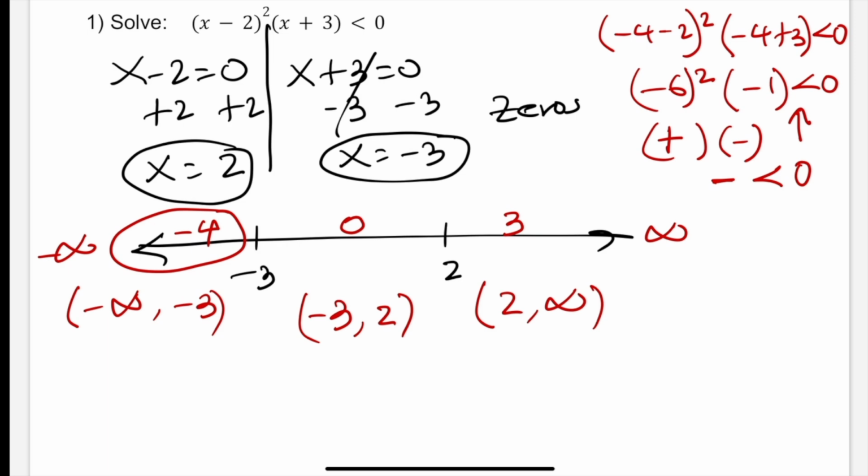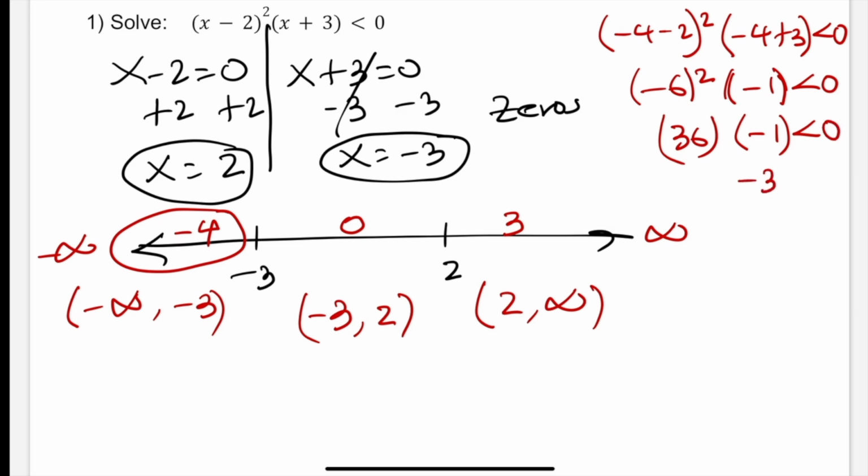Now, I checked negative 4, and you know what, that was for demonstration purposes. Let me erase this, and let me do the math. Okay, so negative 6 squared is going to be positive 36 times negative 1. 36 times negative 1 is negative 36. Is negative 36 less than 0? True. Okay, so this is true. So far, this is a part of my answer. This interval satisfies this inequality.